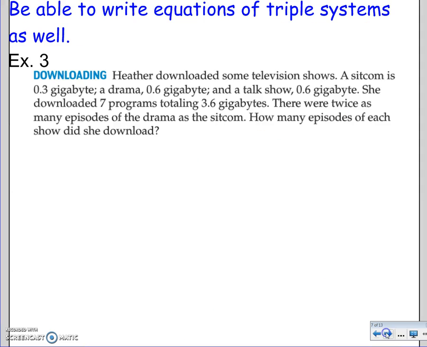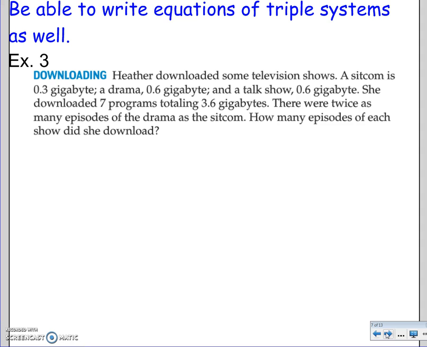Alright, and the last one, be able to write equations of triple systems. So here we have a girl, Heather, who downloads television shows. Sitcoms are 0.3 gigs, dramas are 0.6 gigs, and talk shows are 0.6 gigs. She downloads 7 total for 3.6 gigs. And there are twice as many episodes of dramas as sitcoms.